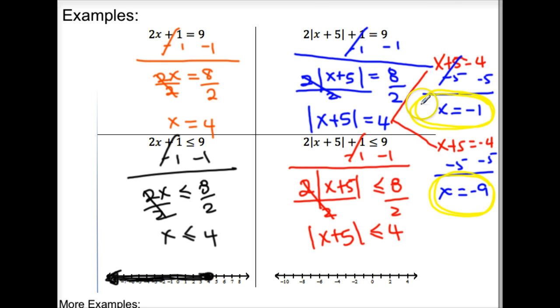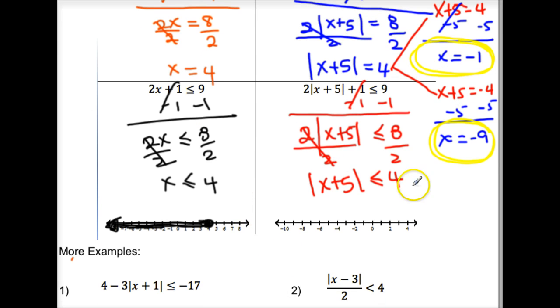Now, just like we did up here, there are two answer choices. Here, I am going to write my answer choices. Now look back at our formula. We said that one answer choice will be x plus 5 is less than or equal to 4. And the other choice will be x plus 5 is greater than or equal to negative 4. And I'm going to go ahead and solve these.